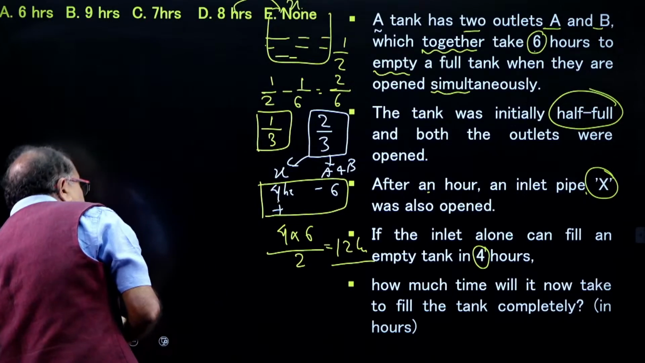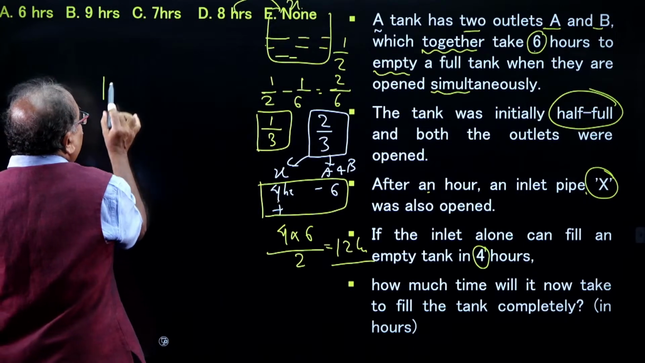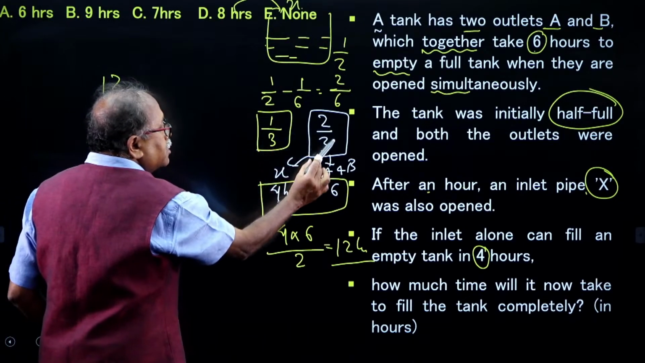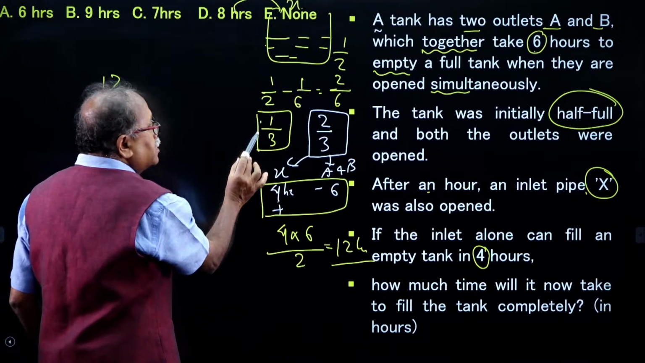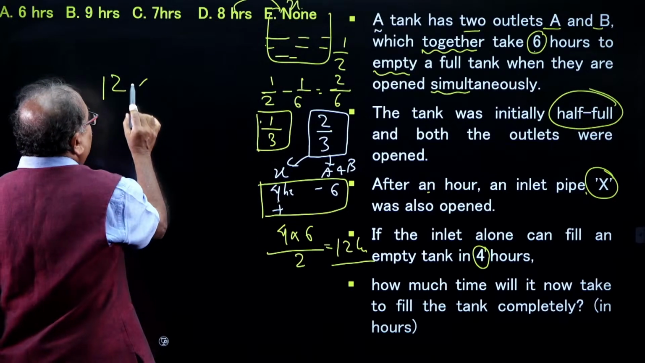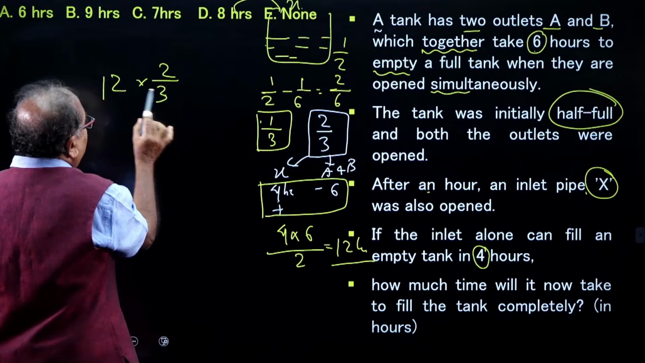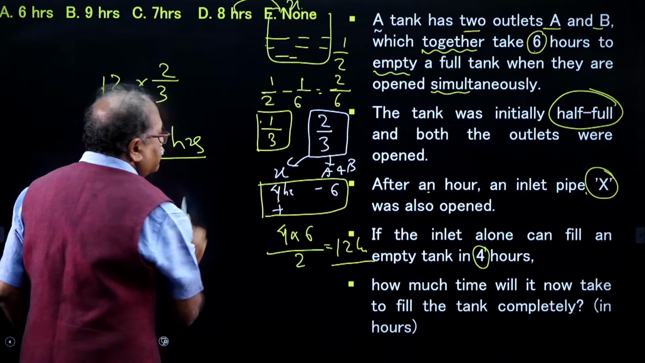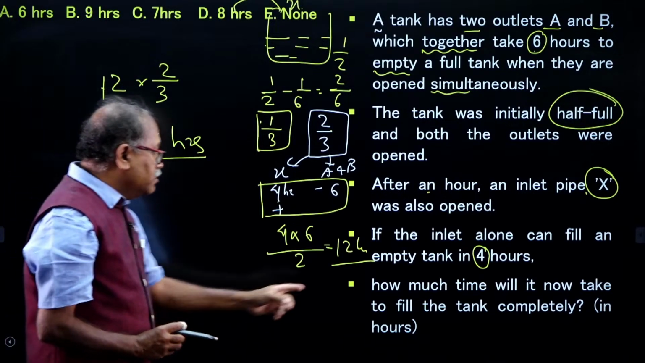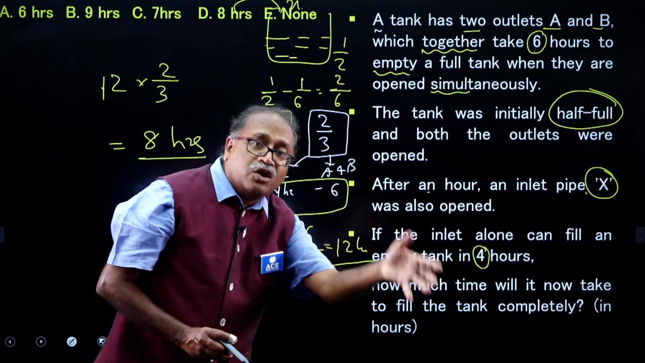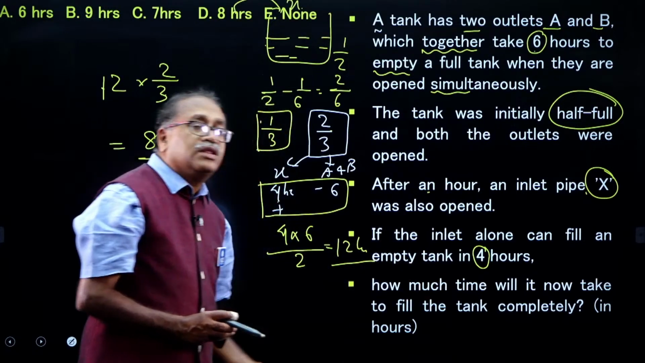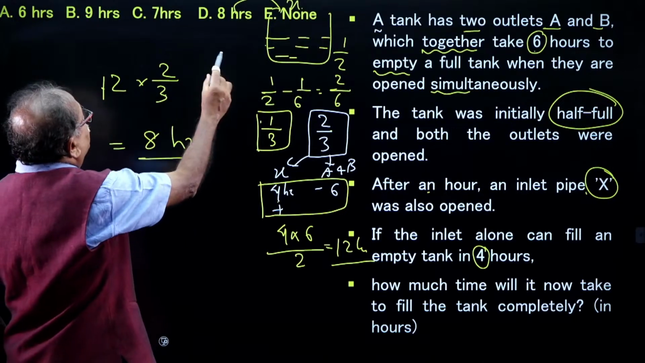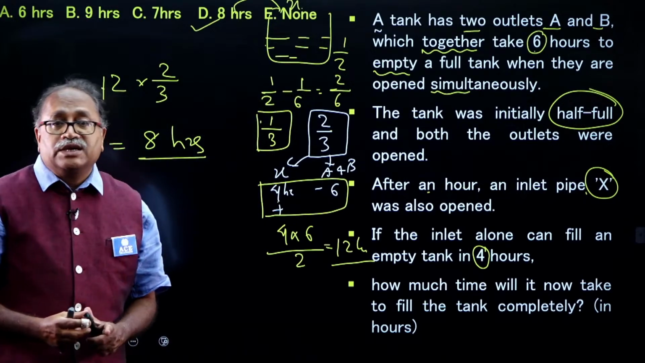So, let me write down the final calculation here. In 12 hours the full tank will get filled. I need 2/3 of the tank to be filled because 1/3 is already filled. So, it will take 2/3 of this, that is 4 times 2, which is 8. So, it will take 8 hours to fill the tank, and 8 hours is option choice D.